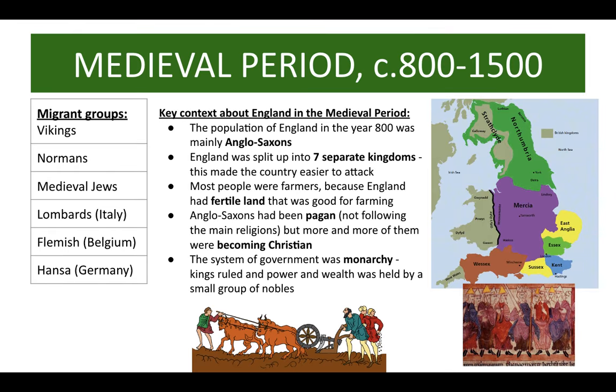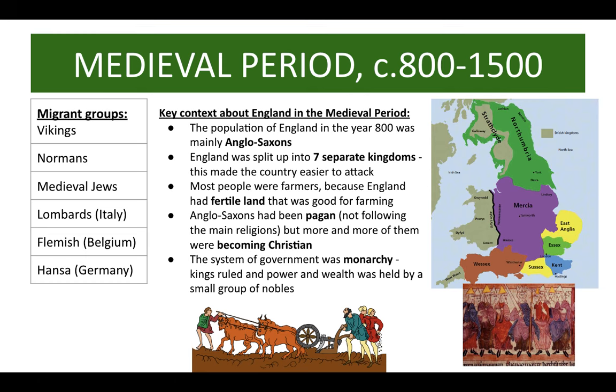So the context you need to know for the medieval period is that the population before any of the migrant groups we look at arrive is mainly Anglo-Saxons, and they had split up the country into 7 separate kingdoms, as you can see on the map. This is relevant because it makes England easier to attack. So when the Vikings attack, for example, it's partly because it's quite easy to attack England at this time.